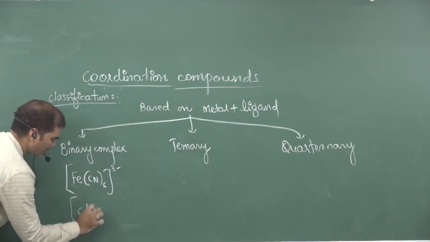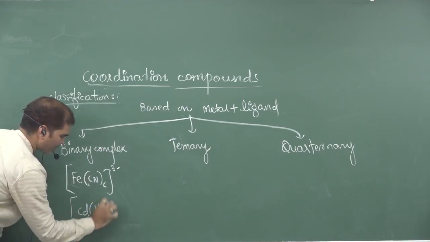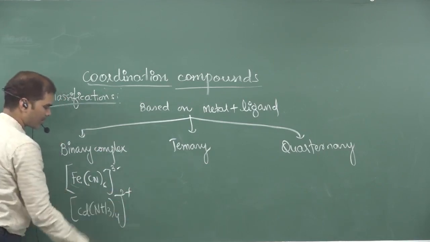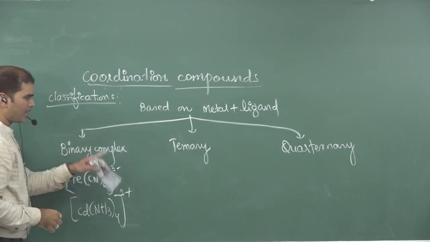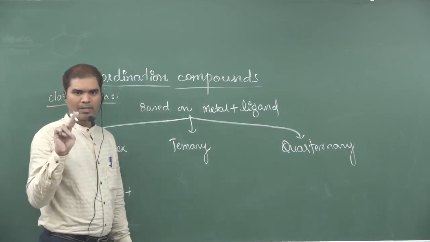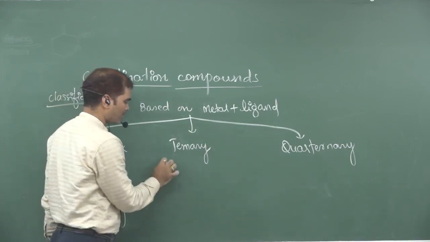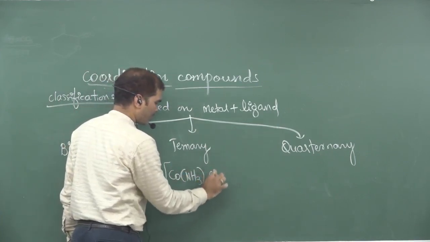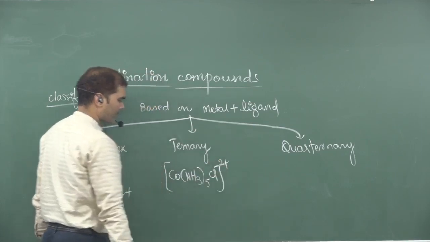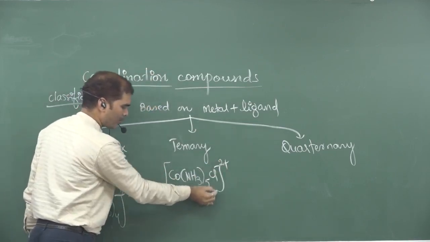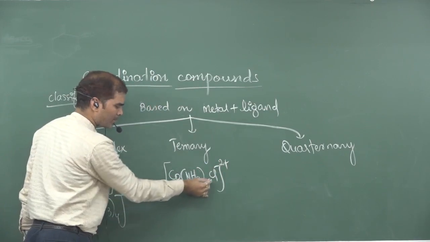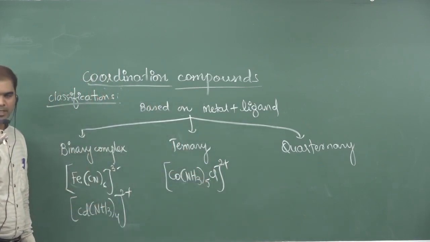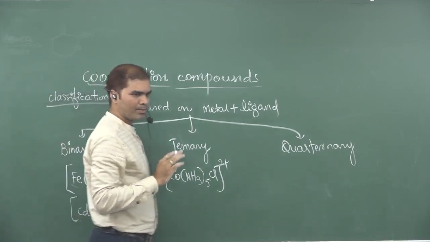Or I may take cadmium amine, tetrahedral complex. This is also a binary complex. What is a ternary? Ternary means three, one metal, two different types of ligands. Same examples repeat, but we are classifying on different ways. Here one metal plus two different types of ligands. So 1 plus 2, ternary. Ternary or tertiary is related to 3. Binary is related to 2. Quaternary is related to 4.